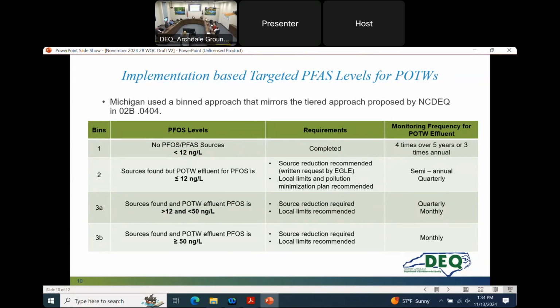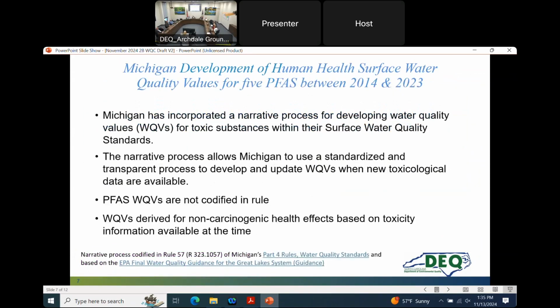And then they broke the group down. If you have sources greater than 12 but less than 50, you must do source reductions at your SIUs. You should look at local limits and again, do quarterly and some of them monthly monitoring. And if you have PFAS greater than 50, then you need to do source reduction and monthly monitoring. So that's just how they set it up, because at some point you just have to tell some people they don't need to do it, and you tell others to continue the program. So that's how they broke it down.